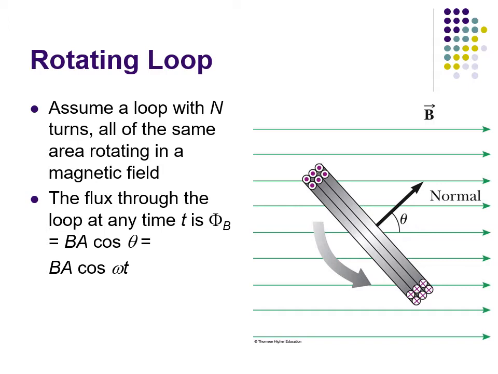Now, if you're thinking, well, if I keep rotating it like that, it's going to flip front, going one way, and then it's going to flip back the other way, and then it's going to go one way, and then it's going to flip back the other way. And this is the discovery of alternating current, right?